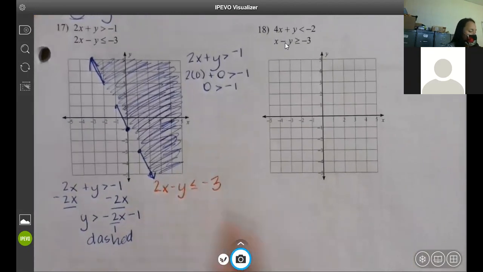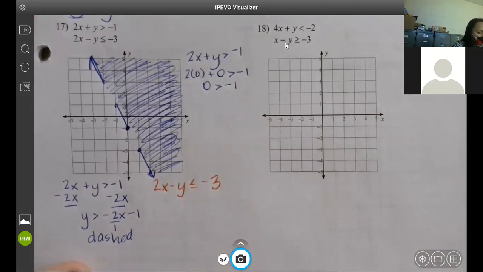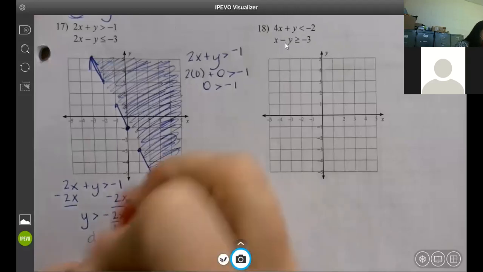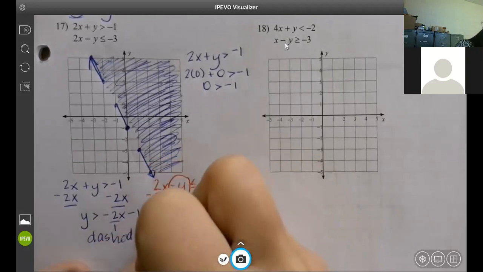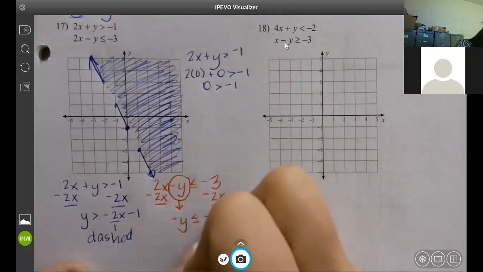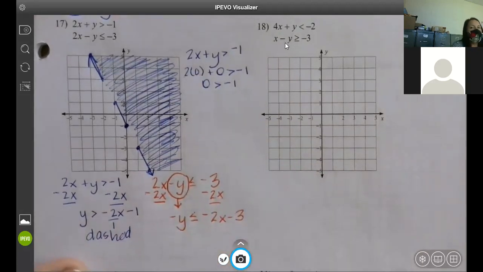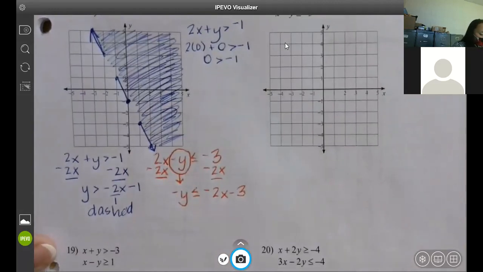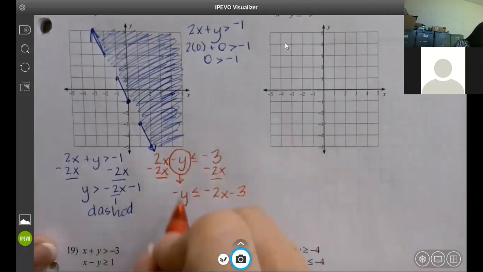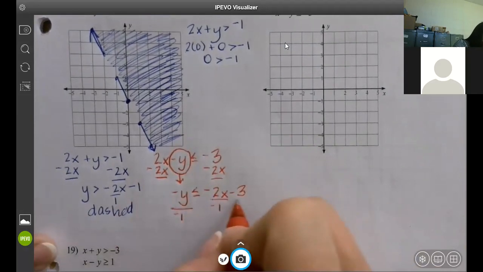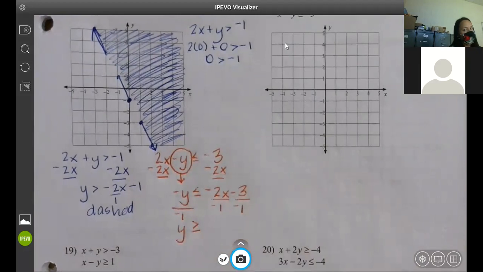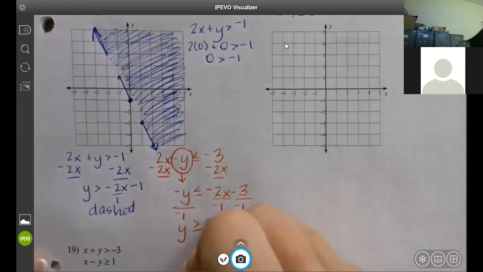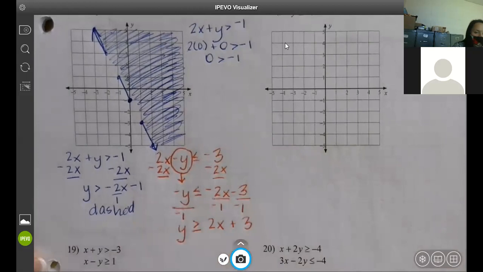How do I get this y by itself? What's our first step? Subtract the 2x just like on the other one. The difference is you have a negative y here that you have to bring down. So we get negative y is less than or equal to negative 2x plus 3. Minus 3. And then our last step is divide by the number with y. So this is a negative 1. Don't forget, if you multiply or divide by a negative, you have to flip the inequality sign. So we're going to change it to greater than. And then we get positive 2x and a positive 3.